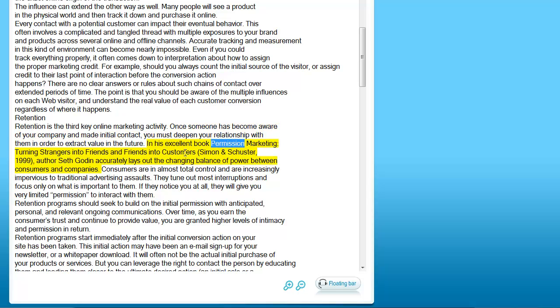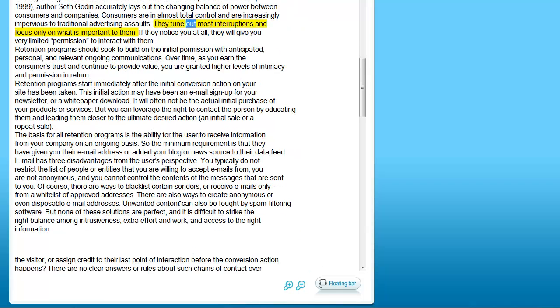In his excellent book Permission Marketing: Turning Strangers into Friends and Friends into Customers, Simon & Schuster, 1999, author Seth Godin accurately lays out the changing balance of power between consumers and companies. Consumers are in almost total control, and are increasingly impervious to traditional advertising assaults. They tune out most interruptions, and focus only on what is important to them. If they notice you at all, they will give you very limited permission to interact with them.